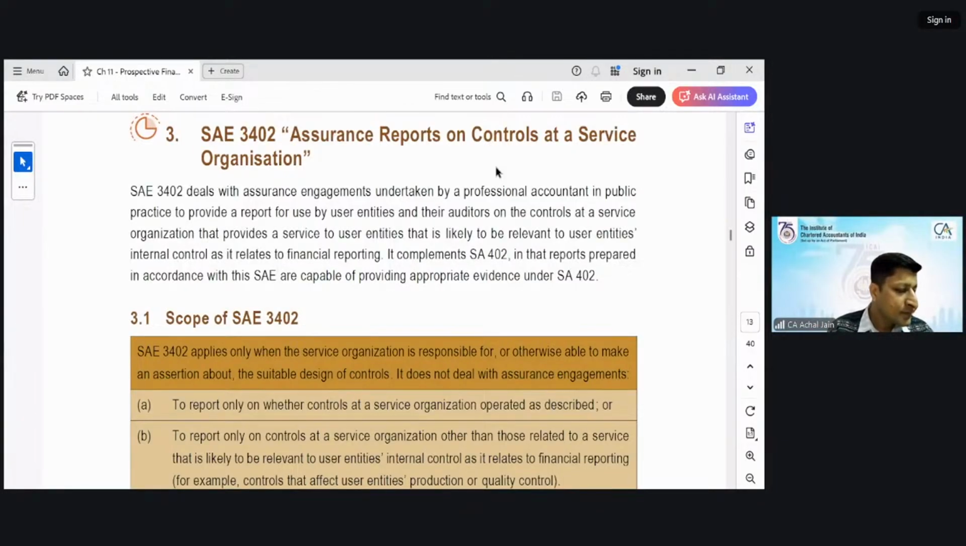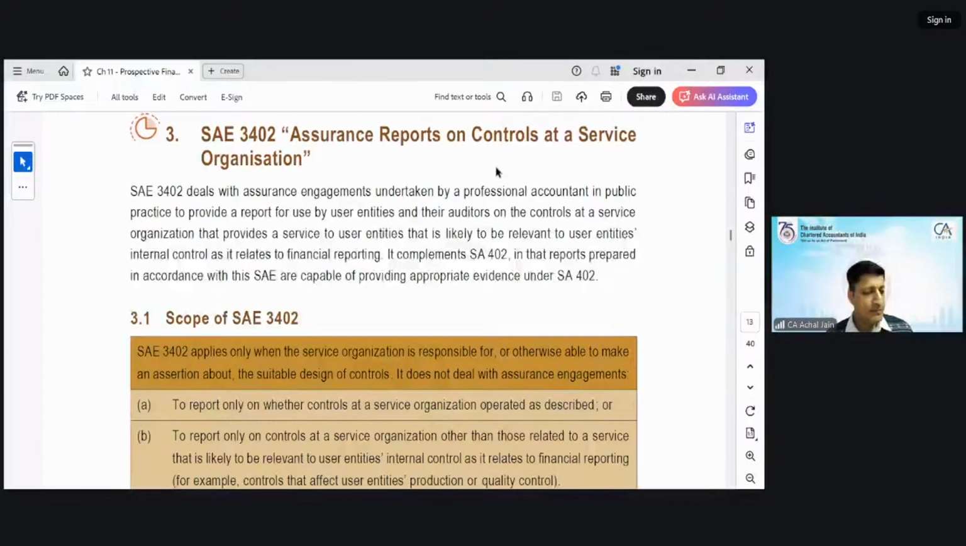Let me give the example. ABC Limited has numerous activities of work. It decided to provide this service to be performed by another entity, say for example XYZ, the service organization, and ABC is the user entity.